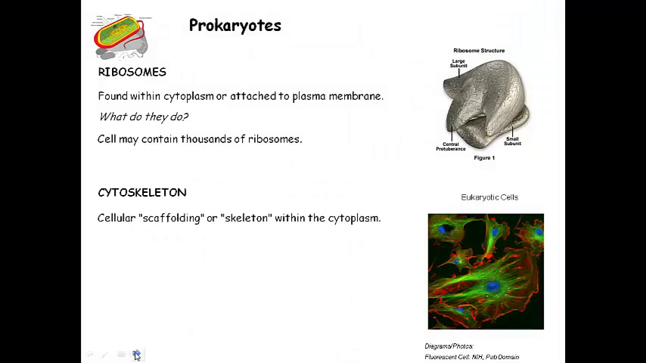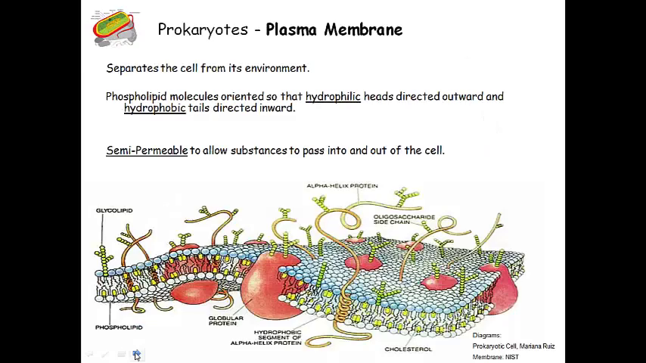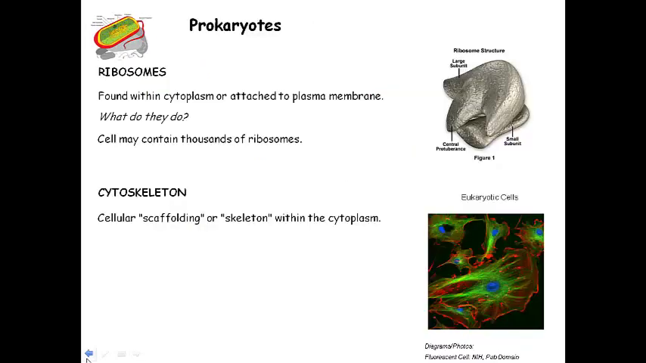The second one on this page is the cytoskeleton. The cytoskeleton is like a skeleton for the cell, so it helps to scaffold or hold the shape of the cell itself. They just recently found out that bacterial cells even have a cytoskeleton, so that's a relatively new discovery. The picture below with all the bright colors shows that skeleton holding the cell in place, the fluorescent green colors holding the shape of the cell.